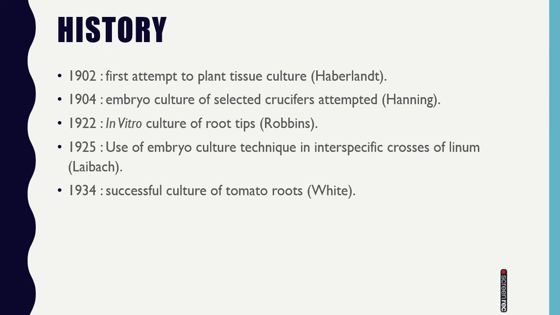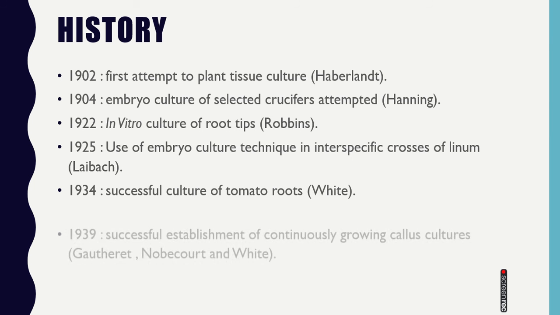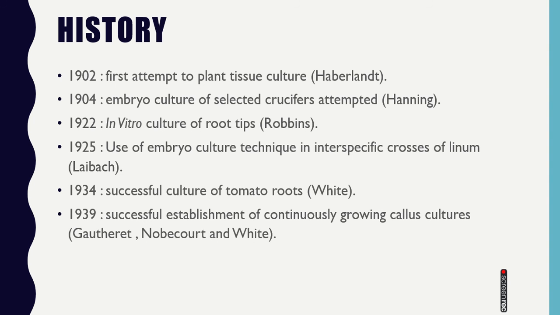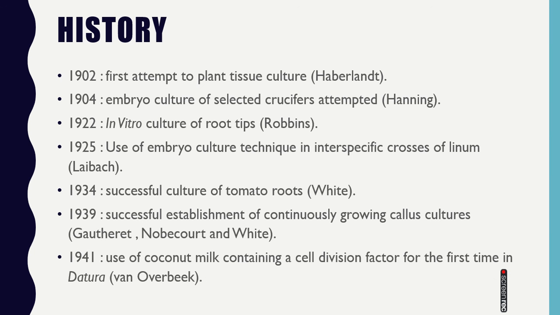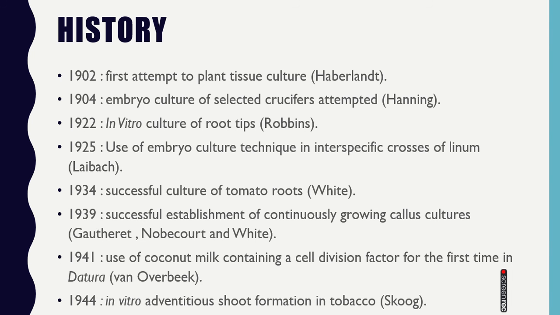In 1934, successful culture of tomato roots by White. In 1939, successful establishment of continuously growing callus culture by Gautheret, Nobécourt and White. In 1941, use of coconut milk containing a cell division factor for the first time in Datura by van Overbeek. In 1944, in vitro adventitious shoot formation in tobacco by Skoog.